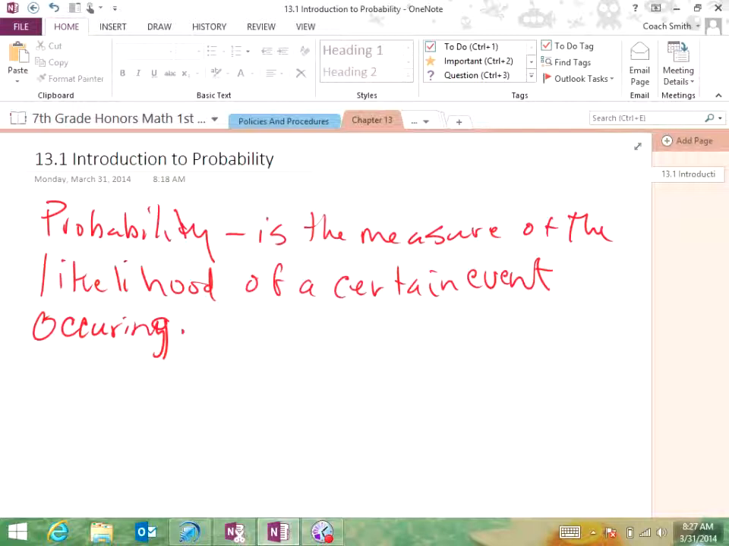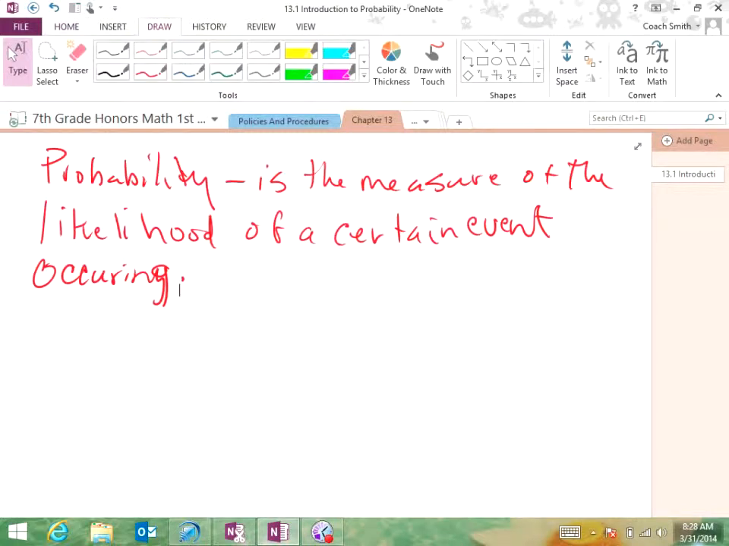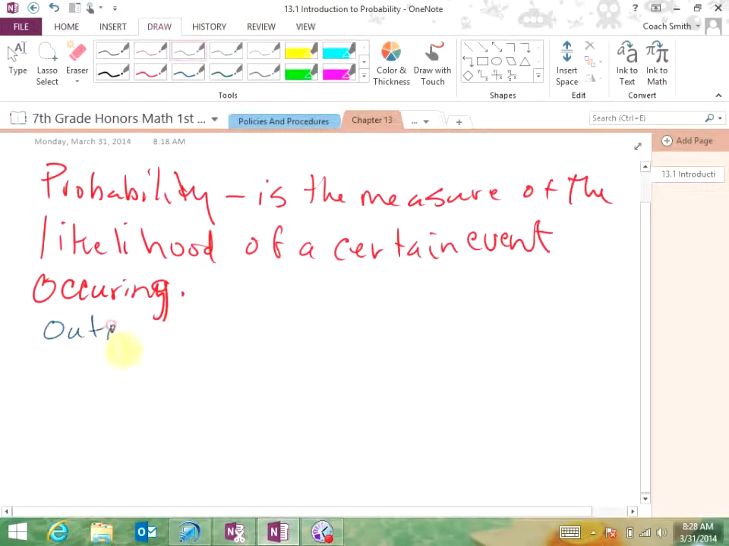Now, the easiest probability that we always talk about is flipping a coin, because there's only 2 outcomes to flipping a coin, heads or tails. And so when we talk about flipping a coin, we talk about outcomes. That is how probabilities are decided upon, mathematically figured out: outcomes. There is a favorable outcome and unfavorable.